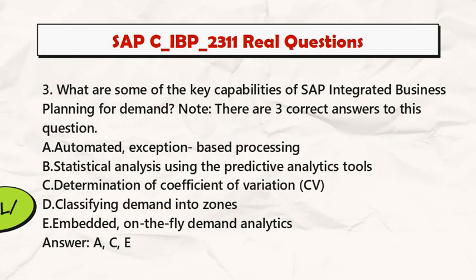3. What are some of the key capabilities of SAP Integrated Business Planning for Demand? Note: There are three correct answers to this question. A. Automated, exception-based processing. B. Statistical analysis using the predictive analytics tools. C. Determination of coefficient of variation, CV. D. Classifying demand into zones. E. Embedded, on-the-fly demand analytics. Answer: A, C, E.